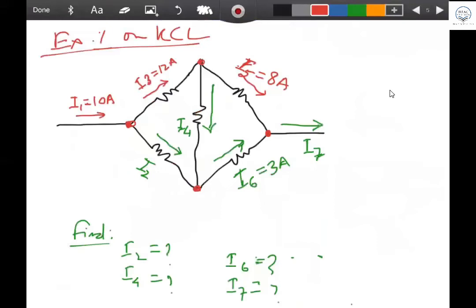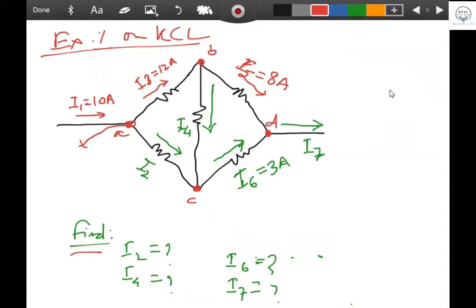Now let's go there. It is a node, we can say A, B, C, D. 4 nodes. Now, if you apply at node A, what is the KCL at node A? How many unknowns are there? One unknown. How many things do you have to find? 2. Are you okay? Yes.